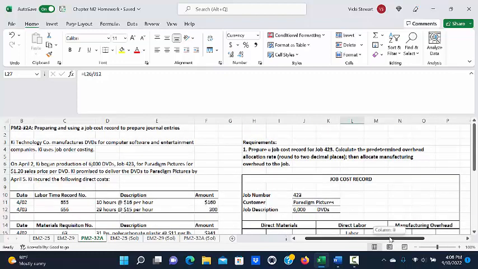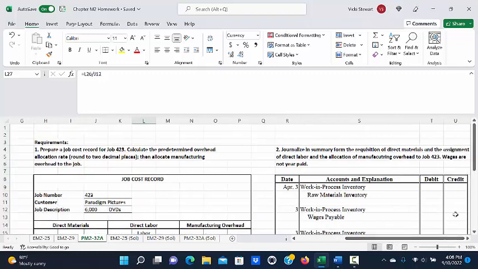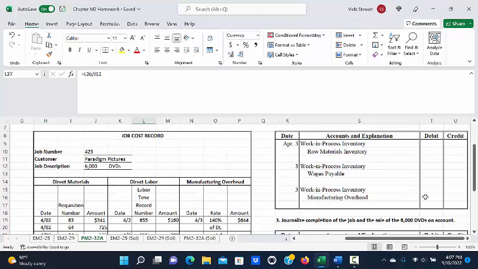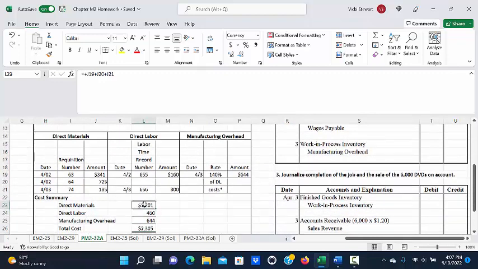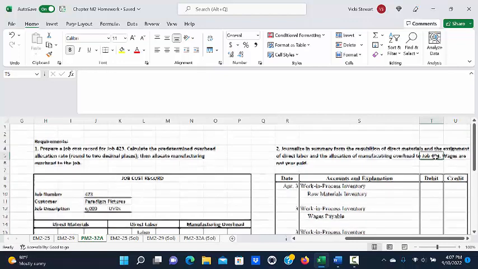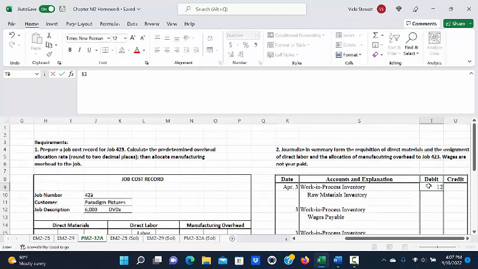The second part of the problem asks us to journalize in summary form the requisition of direct materials and the assignment of direct labor and the allocation of manufacturing overhead to job 423, and wages are not yet paid. So we will take the totals from our job cost record and we will make the entries to apply those costs to work in process. So our first entry will be for direct materials. And so work in process would be debited for $1,201 and raw materials inventory would be credited for the same amount.